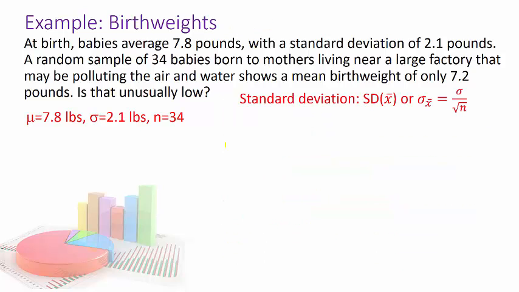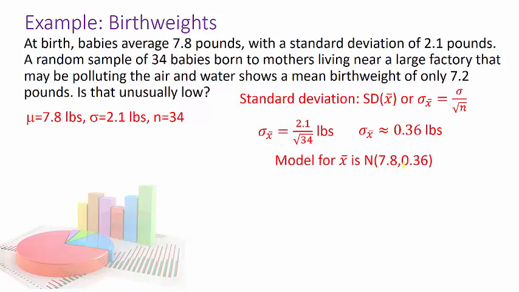So let's calculate the standard deviation. We just divide by the square root of n, square root of 34, and we get 0.36. Look how much smaller that got. All right. So our model is a mean of 7.8 and a standard deviation of 0.36. So this is a model for the means. Okay. Now, Mrs. Overman likes her z-scores. So I'm going to basically compare the average, which is 7.2, to the mean of the population. 7.2 minus 7.8 over that new standard deviation, and I get negative 1.67.